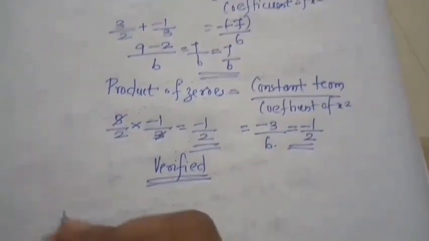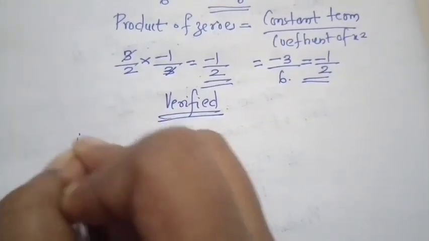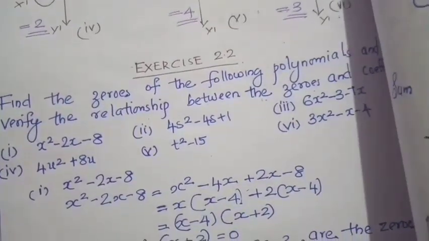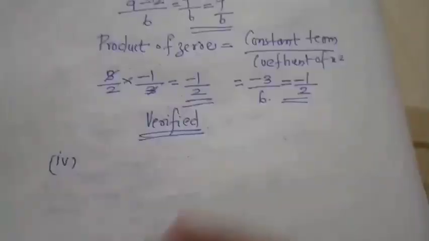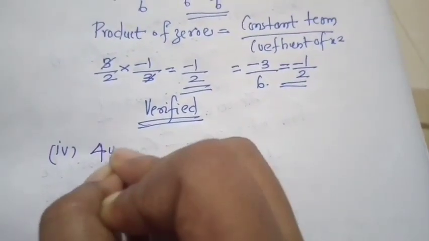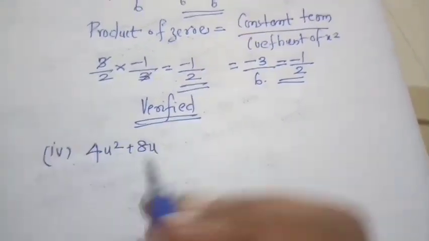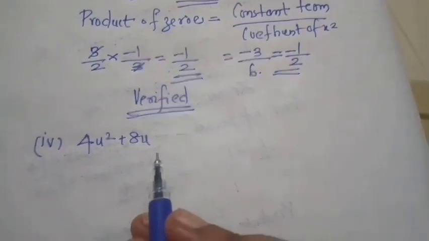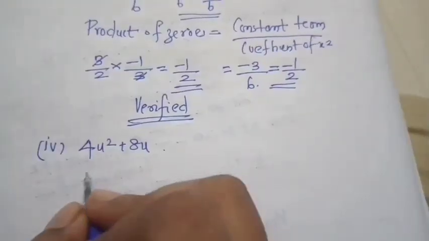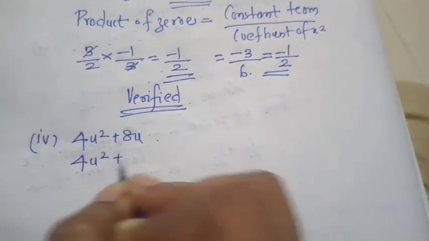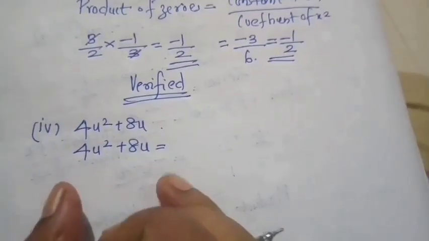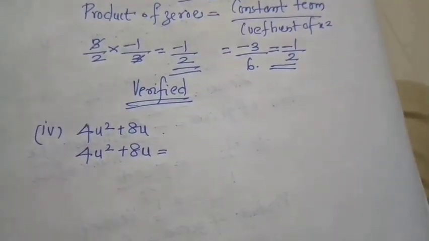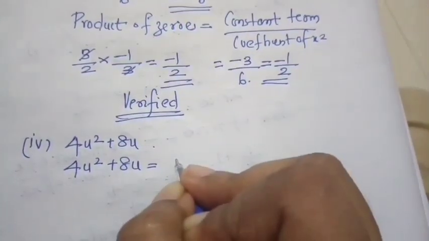Now moving on to the fourth problem. What is the fourth problem here? Fourth problem is 4u square plus 8u. See here we do not have any constant term. Constant term in this equation is 0. So now when you get a question like this, we need not factorize this x coefficient term.